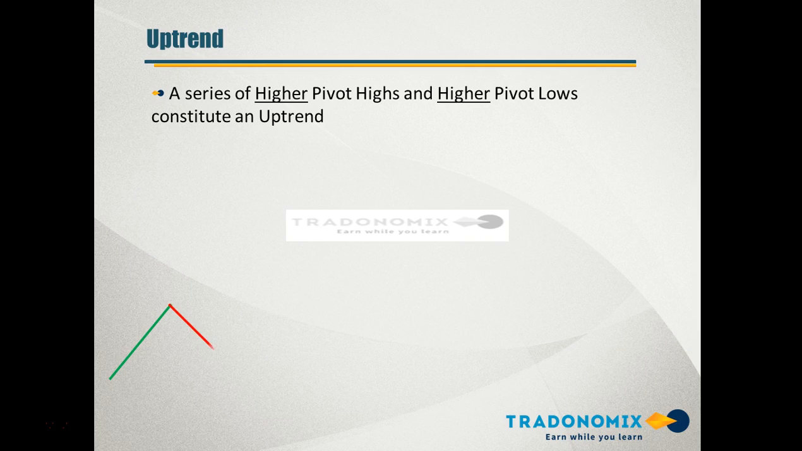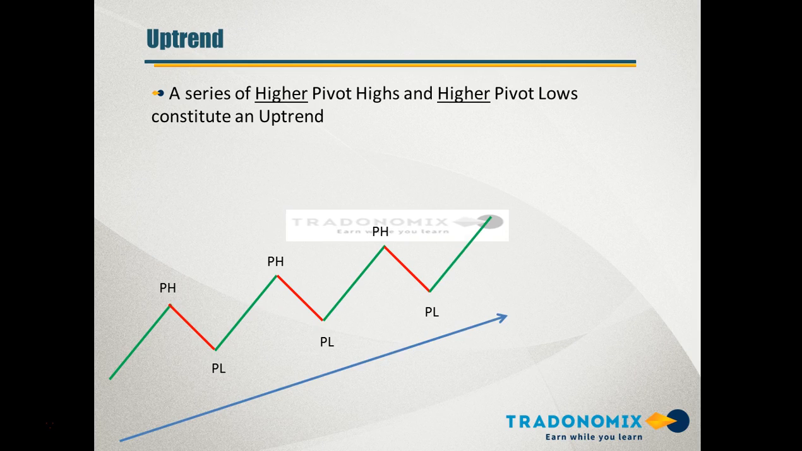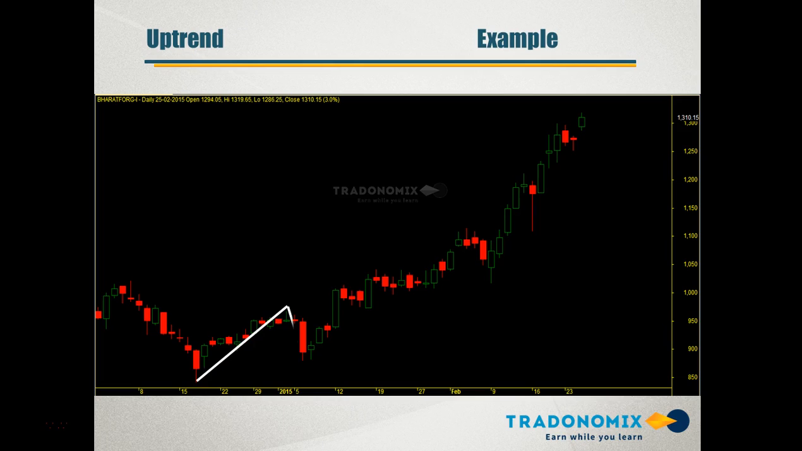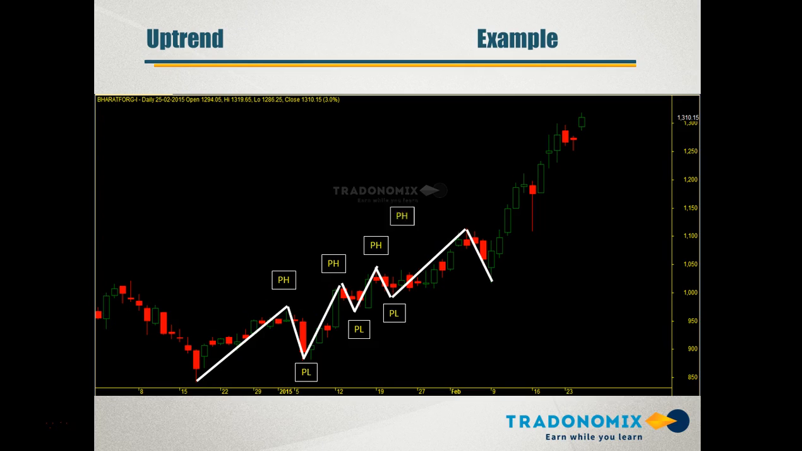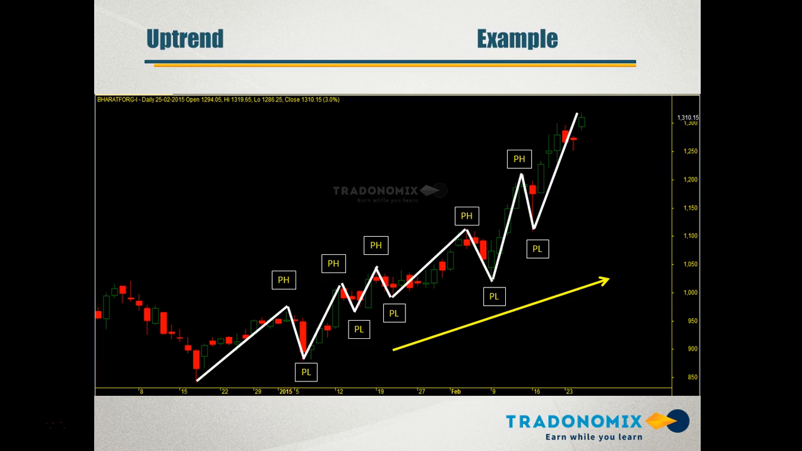So a series of higher pivot highs and higher pivot lows constitute an uptrend. Here it goes. An example. You have an uptrend with a series of pivot highs and pivot lows which are higher than the previous pivot high and pivot low, and clearly denotes an uptrend. So this is clearly a graphical representation of what a trend is.